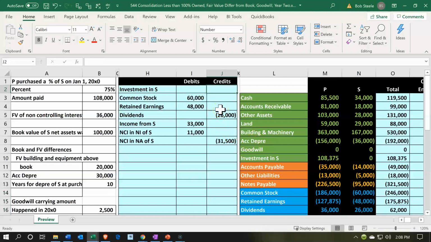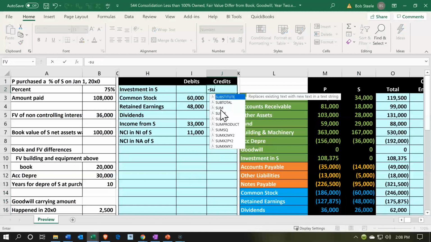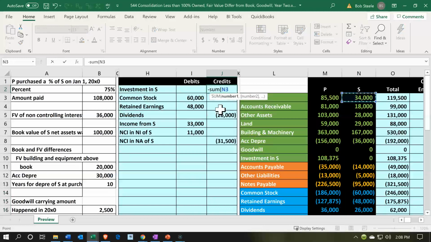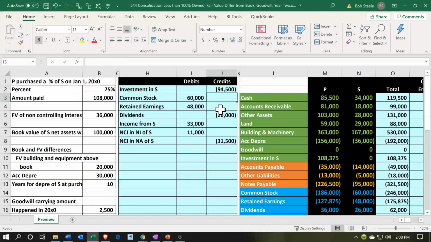So I'm going to do this in the credit side this time, negative sum of, and I'm going to be picking this up now. We're going to say all of this, assets minus liabilities, close it up, times the 75%. So 75%, so there we have that. And that should do it. If we highlight this whole thing, we should be in balance back to 0.